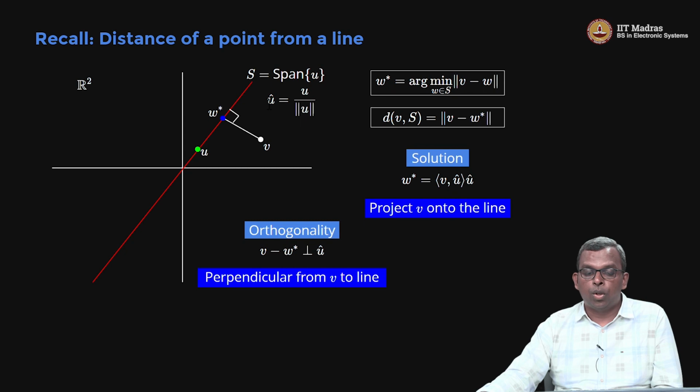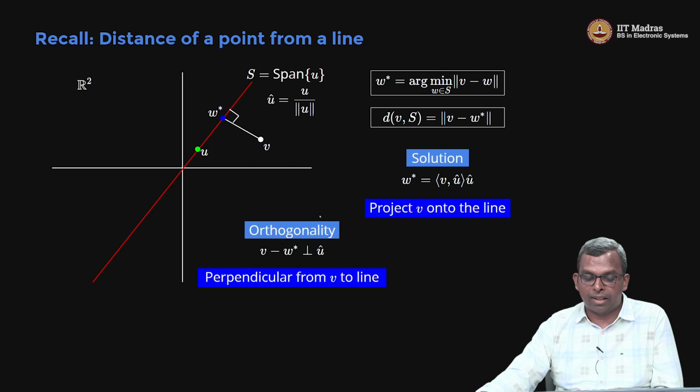So, here what you can do is you can do this u cap, which is u by norm u, and then the solution for w star ends up being some sort of a part of v that lies along u, which we have seen before in the orthogonal decomposition also, inner product v comma u cap times u cap, right. So, you project v onto the line. That is what you do here. So, you take the inner product of v and u cap and then multiply it with u cap. So, the part of v that lies along u. Okay. So, that is w star.